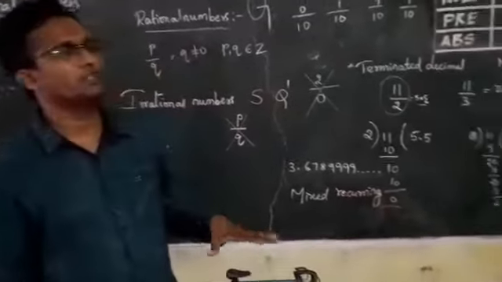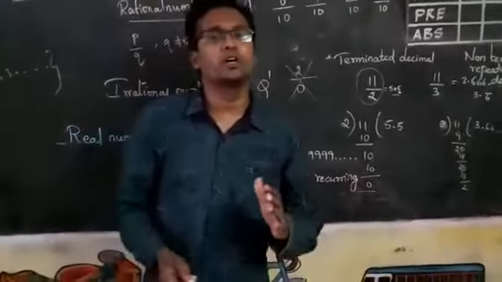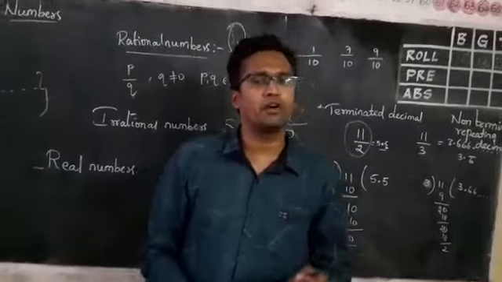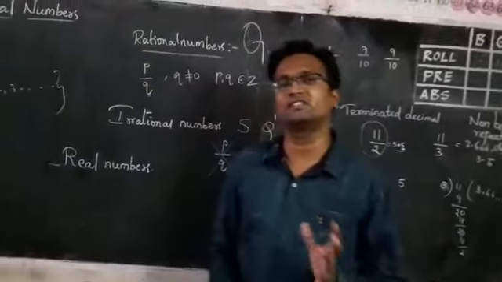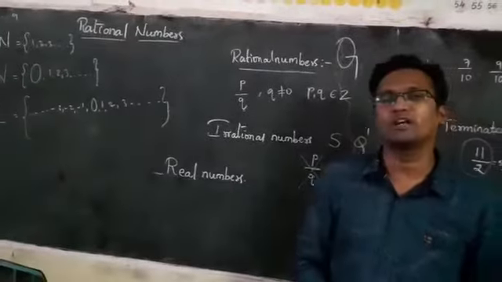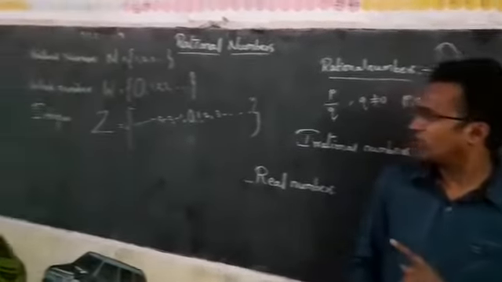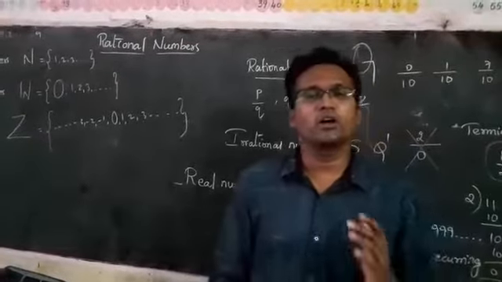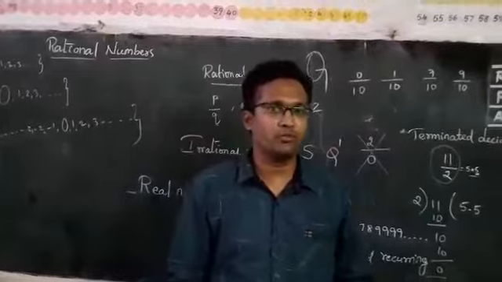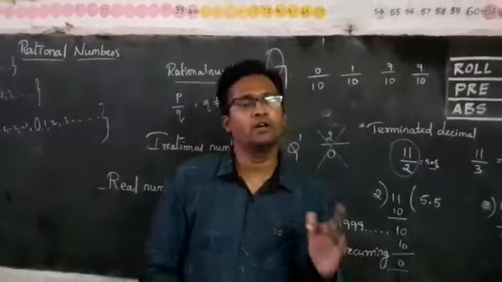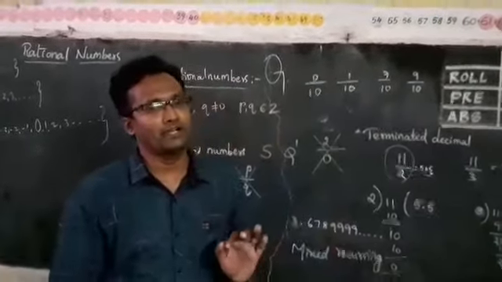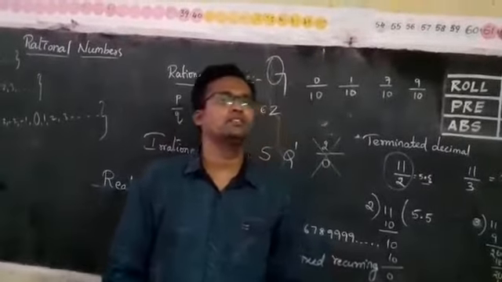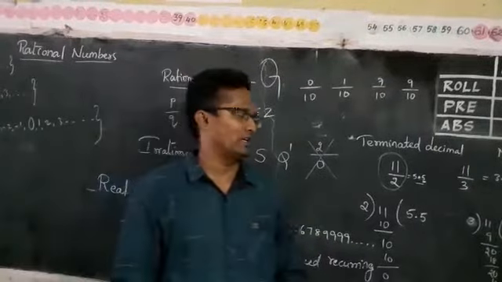So this is about rational numbers, and in the next class we are going to discuss what properties there are for rational numbers. In previous classes, in 6th and 7th, we discussed natural numbers, whole numbers, integers and their properties, that is the closure property, commutative property, associative property, multiplicative identity, additive identity, multiplicative inverse and distributive property, and all these properties we are going to see in your next class.